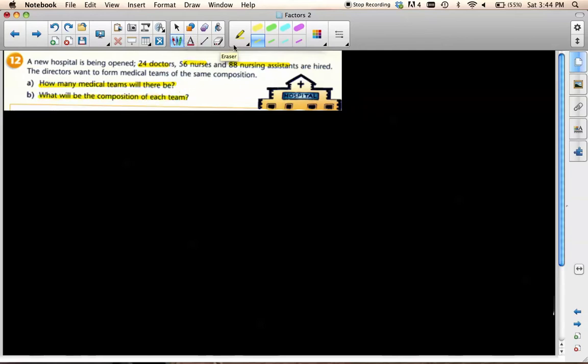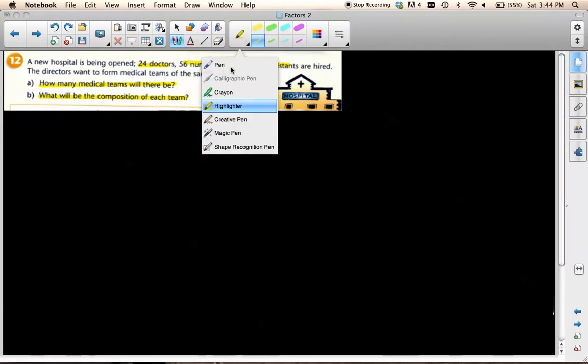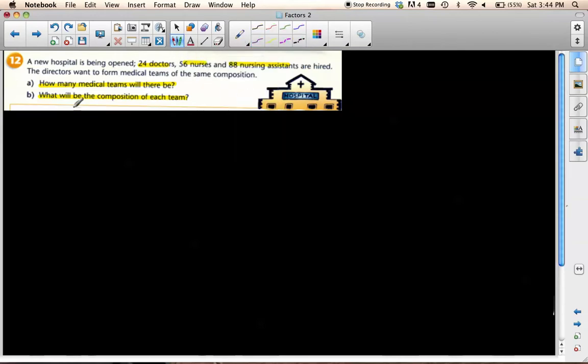Well, to do that, we need to find our greatest common divisor. So, we'll do what we've done before. We take our 24 doctors, our 56 nurses, and our 88 nursing assistants and we break down these numbers. Well, the number 24 can be divided into 4 and 6. 4 times 6 gives me 24. And then 2 and 3, 2 times 3 give me 6, and 2 times 2 give me 4. So we've broken down this number.